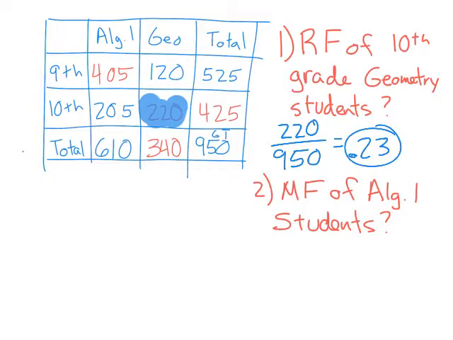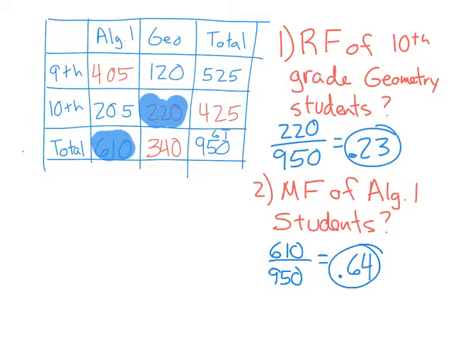Okay, for my marginal frequency of Algebra 1 students, I'm just looking for the total of Algebra 1 students. So that would be the 610. So I have 610 total Algebra 1 students divided by the 950 grand total number of students. So 610 divided by 950 will give me 0.64. So that's the marginal frequency of Algebra 1 students.